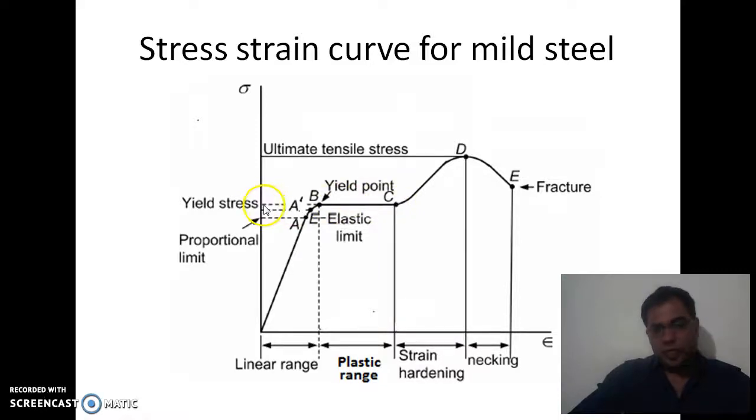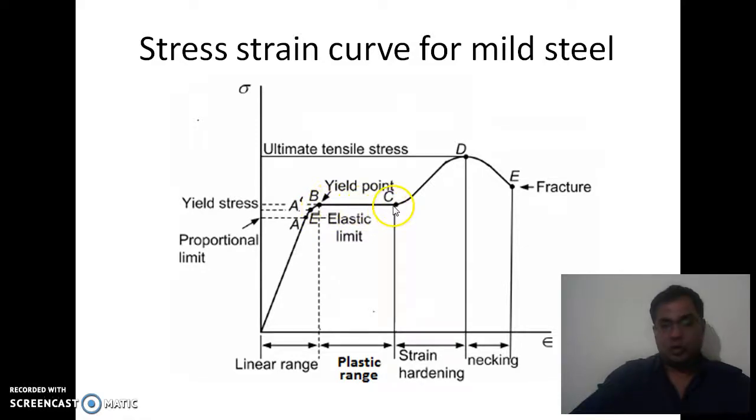It means the yield stress is constant stress, and from point B to C the strain is still increasing at constant stress, and this range is called the plastic range. The material enters the deformation mode, or the plastic stage, from the elastic stage. It means up to B it is the elastic stage, but after B it is the plastic stage.